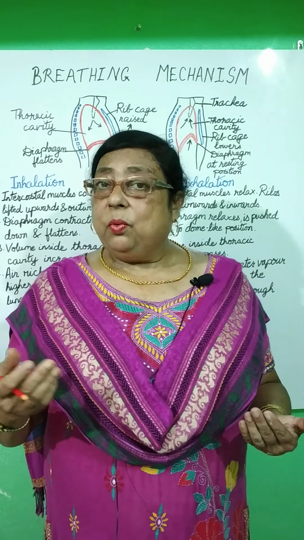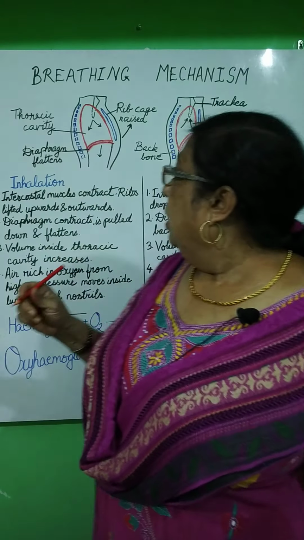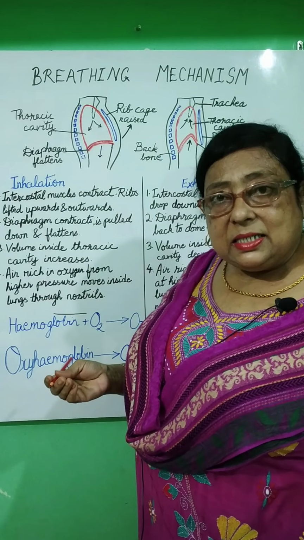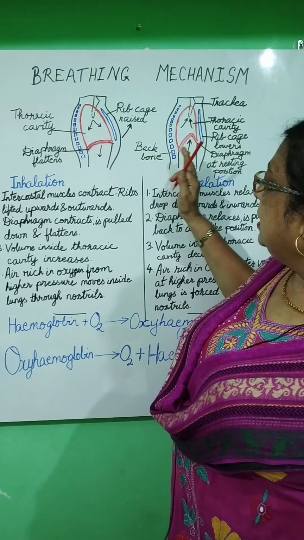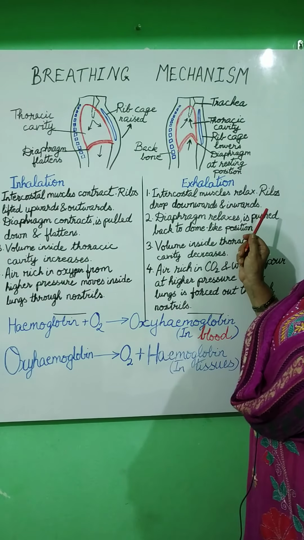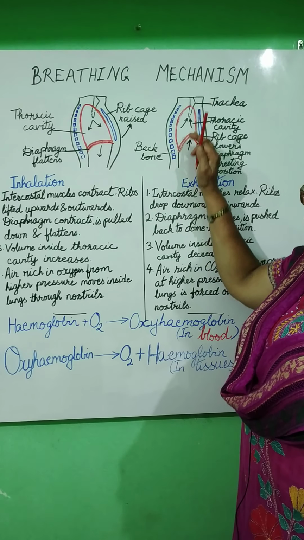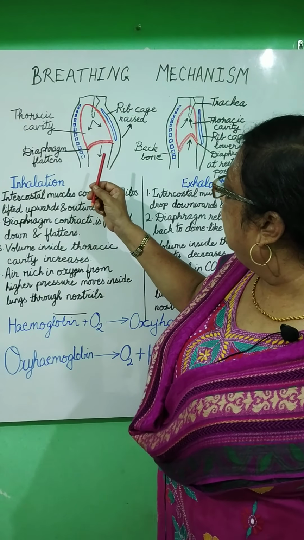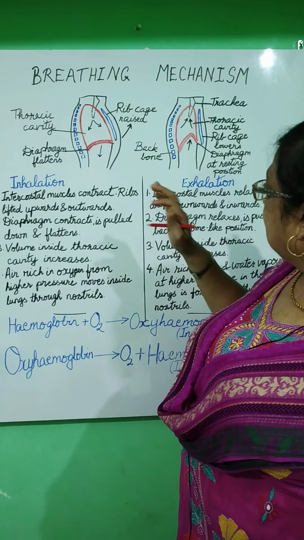Now, what are the differences between inhalation and exhalation? During inhalation, what happens? Intercostal muscles contract. Ribs are lifted upwards and outwards. During exhalation, the intercostal muscles relax. Ribs drop downwards and inwards. During inhalation, the diaphragm contracts, is pulled down and flattens.